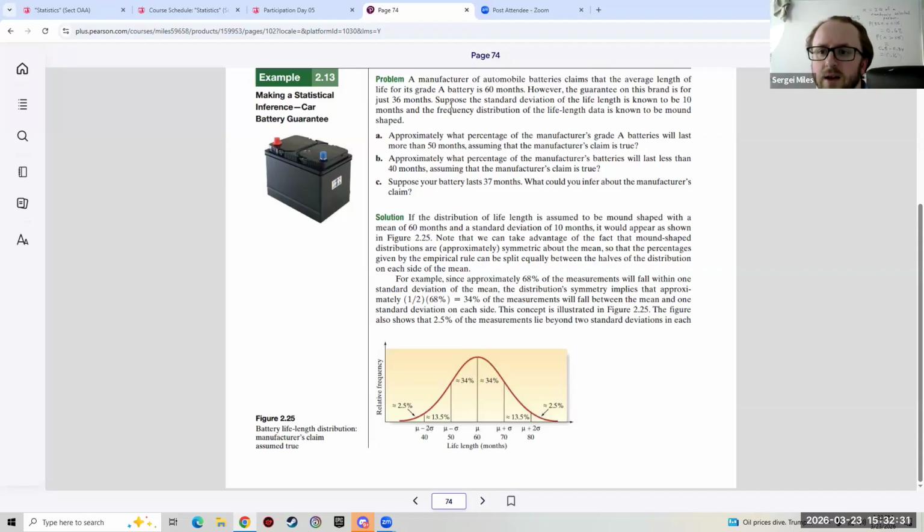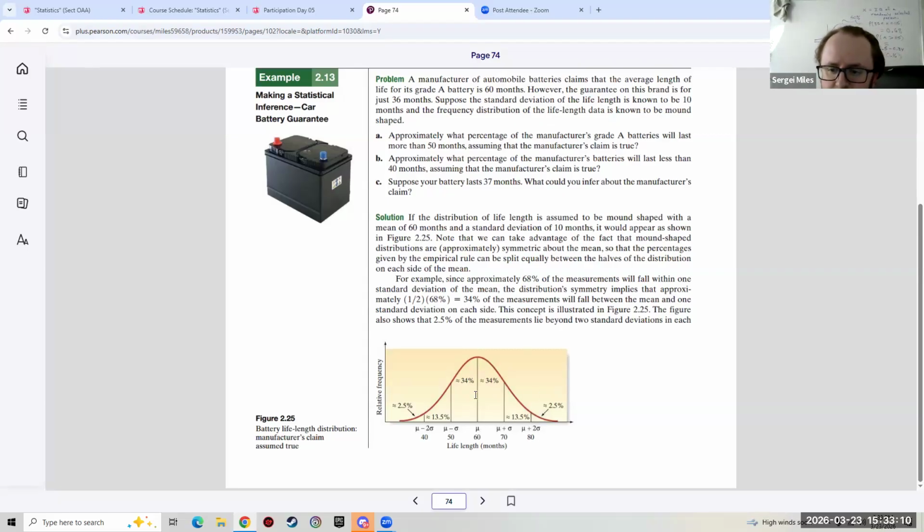Okay. Now, we do have this assumption which is being made, told to us in the question. Suppose the standard deviation of the life length is known to be 10 months, and the frequency distribution of the life length data for these batteries is this mound shape, the hill shape, in which case I can use the empirical rule. Okay? But now we can ask some questions. Approximately, what percentage of the batteries will last more than 50 months, assuming the claim is true?